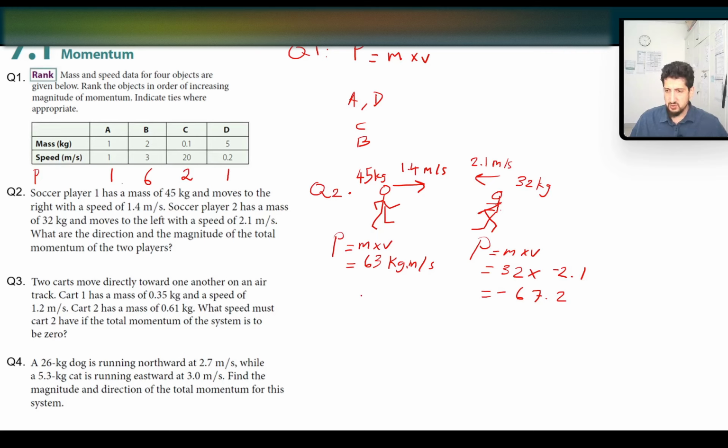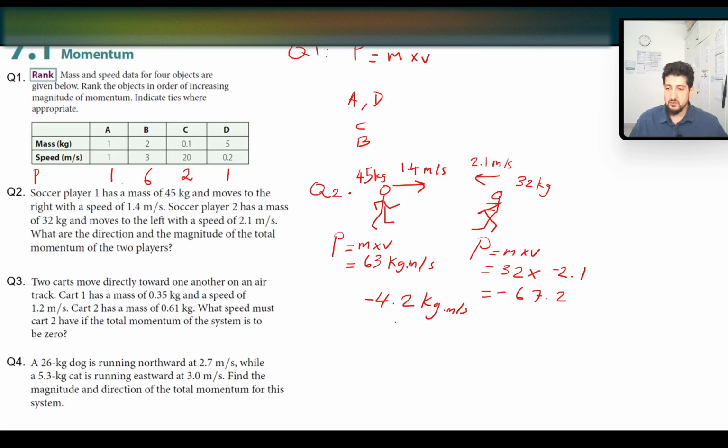So the magnitude of the total momentum is going to be negative 4.2 kg·m/s. Alternatively, if I did it the other way around, minus 63 plus 67.2, it will give me 4.2 instead of negative 4.2. So what does that mean? It just means the direction's changed.